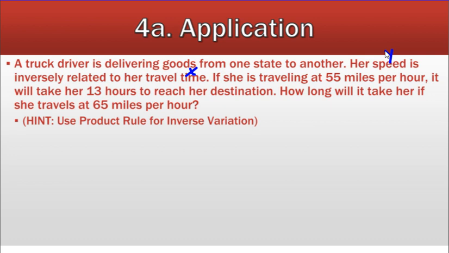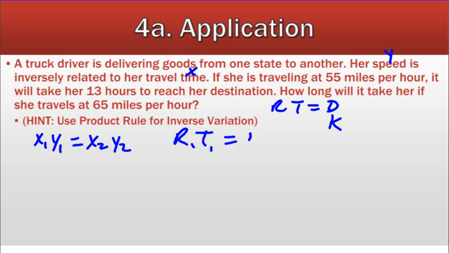Here's a hint: use the product rule for inverse variation. And that is your x1, y1 equals x2, y2. Another way of doing this one is, since we're dealing with rate, time, and distance, rate times time equals distance. Distance is actually your constant. So you could actually do rate 1, time 1 equals rate 2, time 2. If that helps you, you can do it either way.